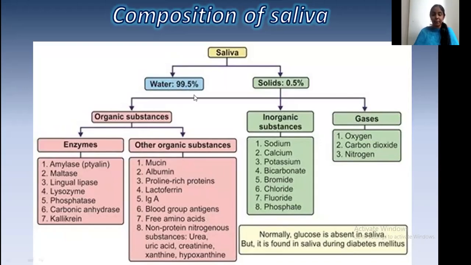Saliva is 99.5% water and only 0.5% solids. This 0.5% solids is divided into organic substances, inorganic substances, and gases. Organic substances again comprise of enzymes and other substances. Please note down everything under each subheading. They can be asked as a one word. Glucose is usually absent in saliva, but if a patient is diabetic, you can find glucose in their saliva. This is an important one word to note.